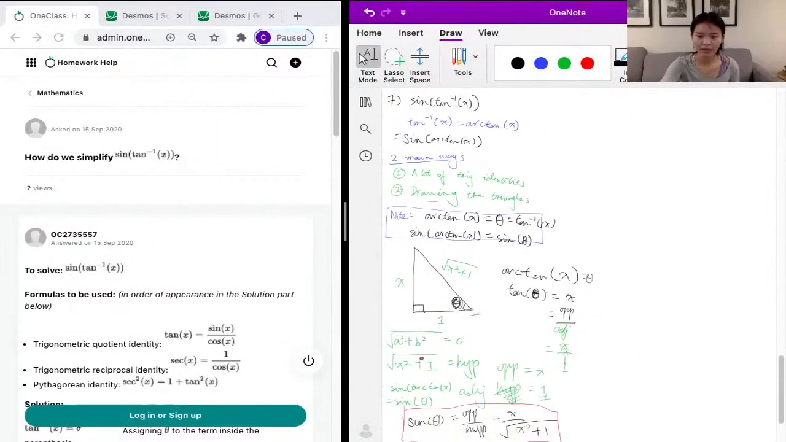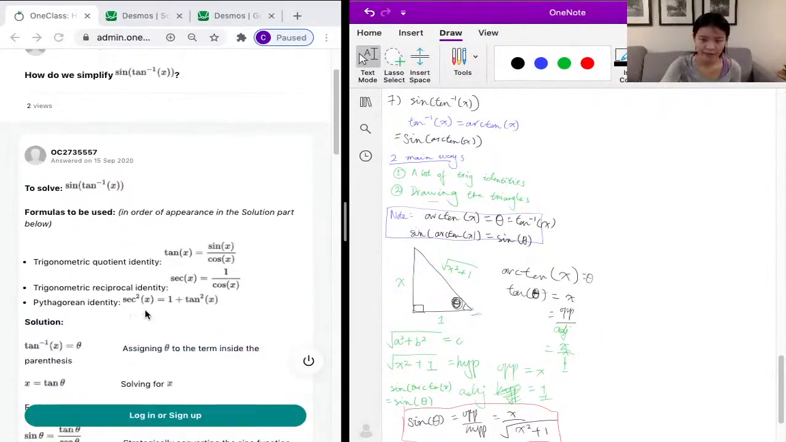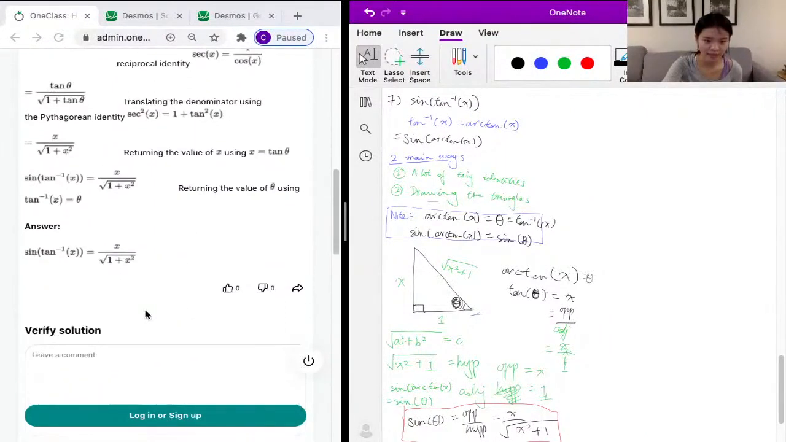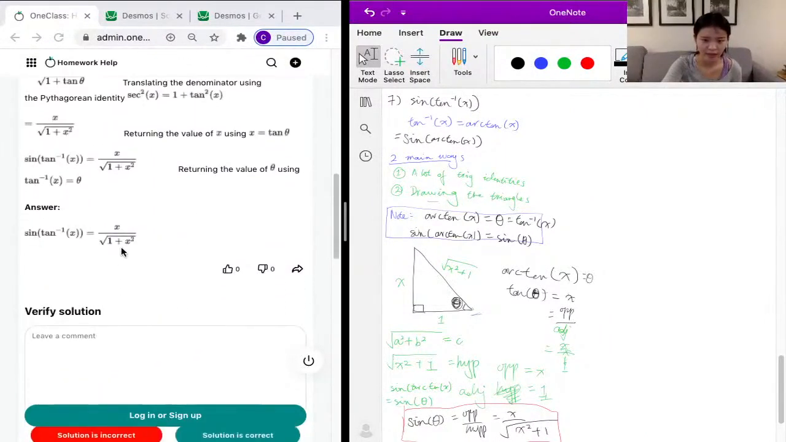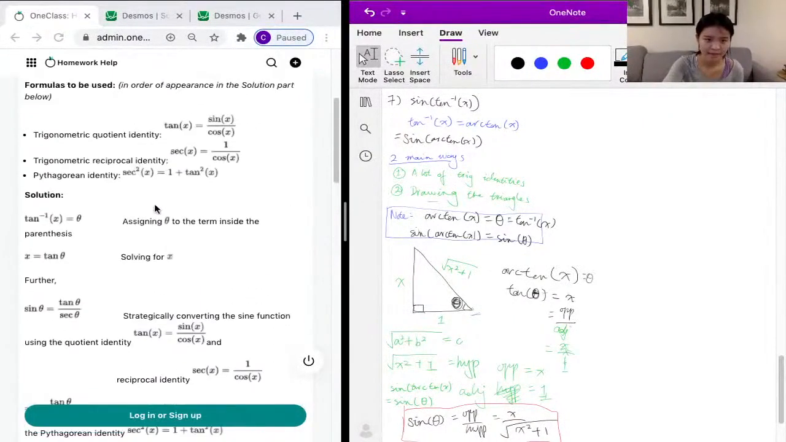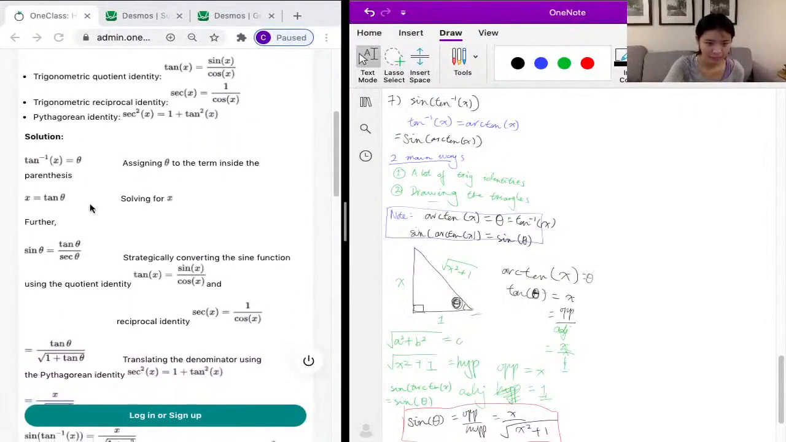Now let's look at the sample solution on our left-hand side. They used the first way, which is using trig identities. It is quite long, but at the end they arrive at the same answer as us, which is x over the square root of 1 plus x squared. These are the three trig identities that they used.